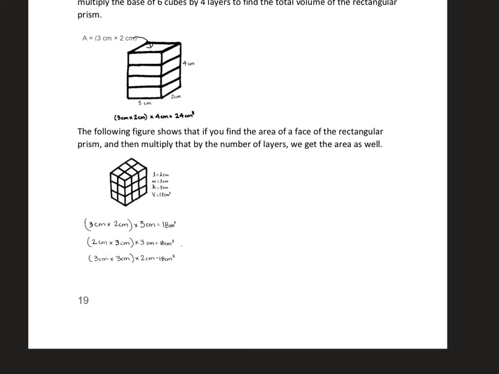Okay, so as you can see, let me erase this. So right here, they said, okay, well, if I know that the face right here is 3 times 2, like I'm finding the area of the top part, then I'm just going to multiply that by the number of layers or the height, which is 1, 2, 3. So they said 3 times 2 and then times 3. So again, still using that formula.